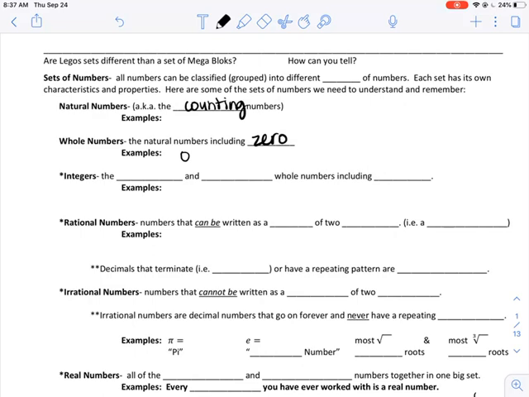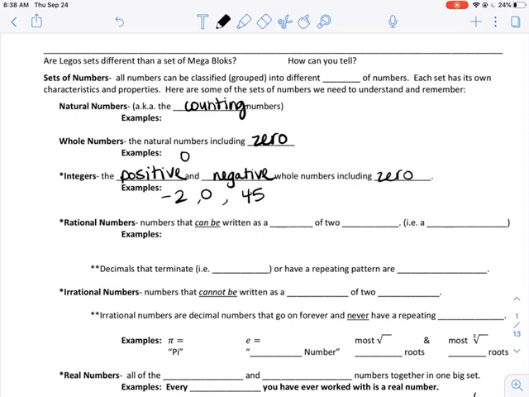whole numbers different. The integers are the positive and negative whole numbers. So I always think of these ones as negative numbers, but they don't have to be negative. And 0 is included too. So make sure to have 0 and a negative number like 2 and a positive number like 45.